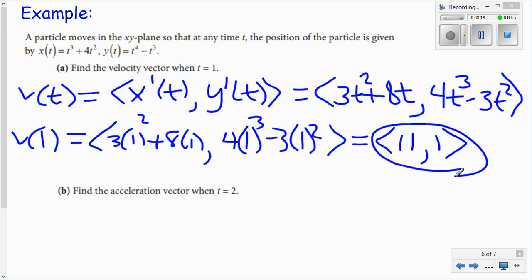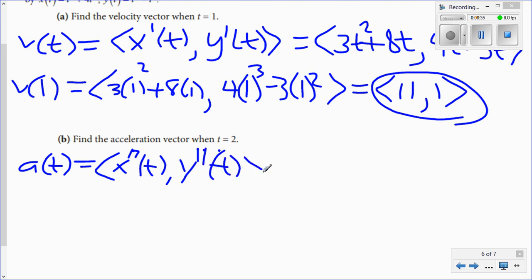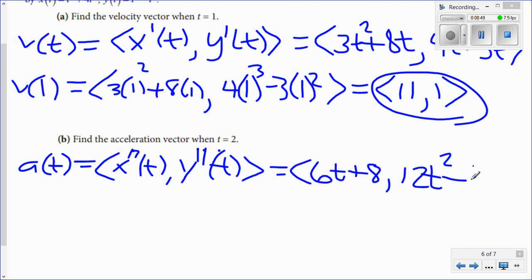All right, find the acceleration vector when t equals 2. Well, your acceleration vector, or a of t, is just going to equal x double prime of t, comma, y double prime of t. All right, so that's going to equal 6t plus 8, comma, 12t squared minus 6t.